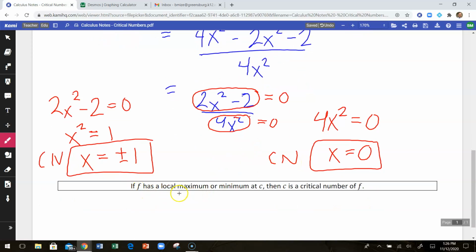A little caveat here. If f has a local maximum or minimum at c, then c is a critical number. So if you think about taking the derivative and setting it equal to 0, you're finding when we have horizontal tangent lines, and that is occurring at our local maximum and minimum. So a lot of times when we find critical numbers, it's going to help us to locate the coordinates of our local max or local min from our graph.